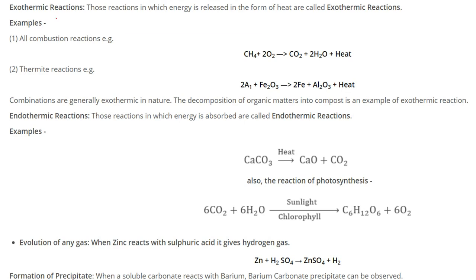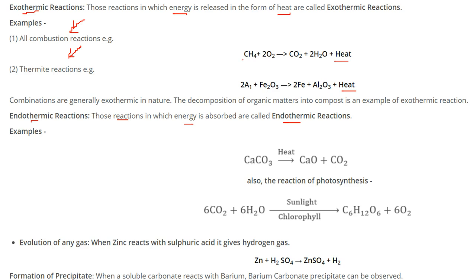So what are these exothermic reaction and endothermic reaction? Exothermic means heat is released. Endothermic means heat is absorbed. So those reactions where the heat or energy is released, of course in the form of heat, are exothermic reactions. Those reactions in which energy or heat is absorbed are known as endothermic reactions. For example, all the combustion reactions, all the thermite reactions, these are the reactions where the heat is produced. That is why these are exothermic reactions.